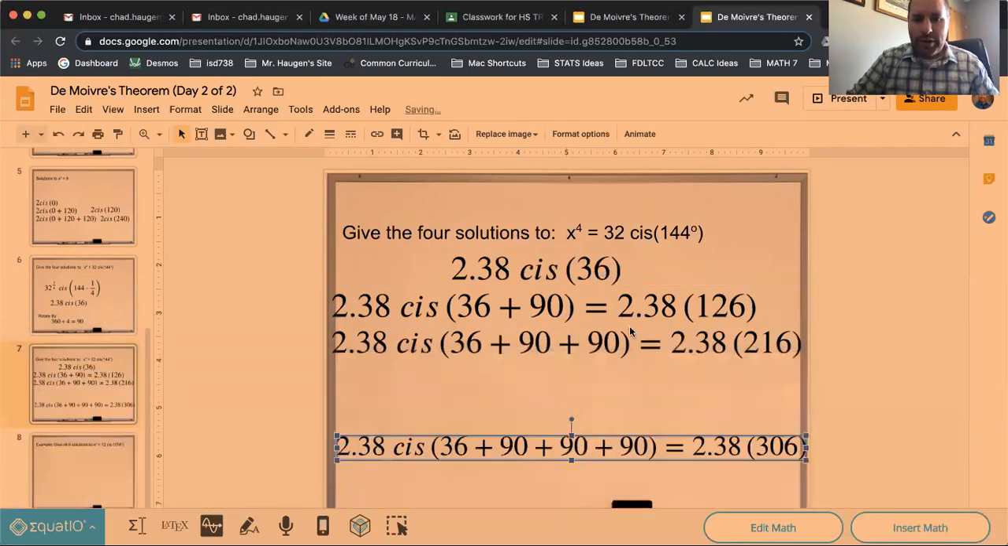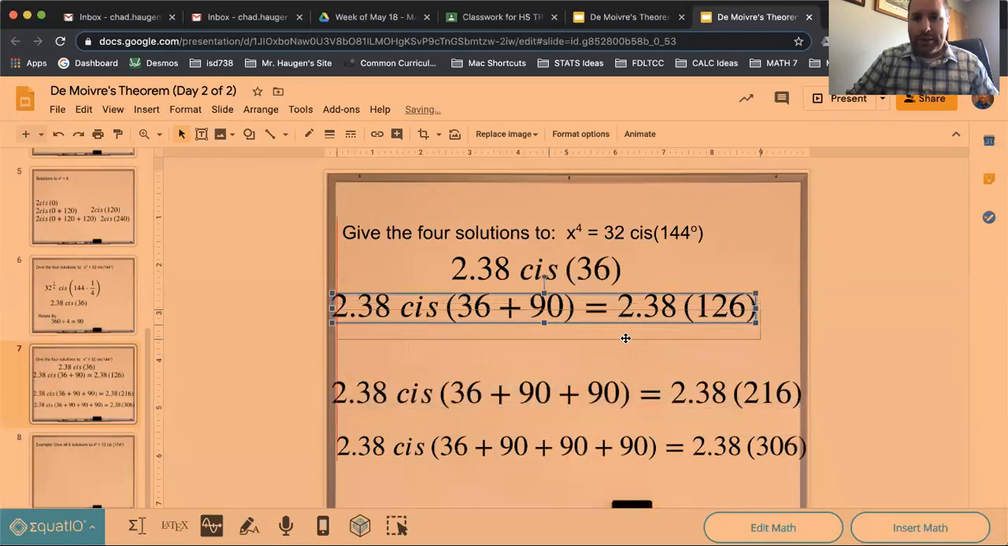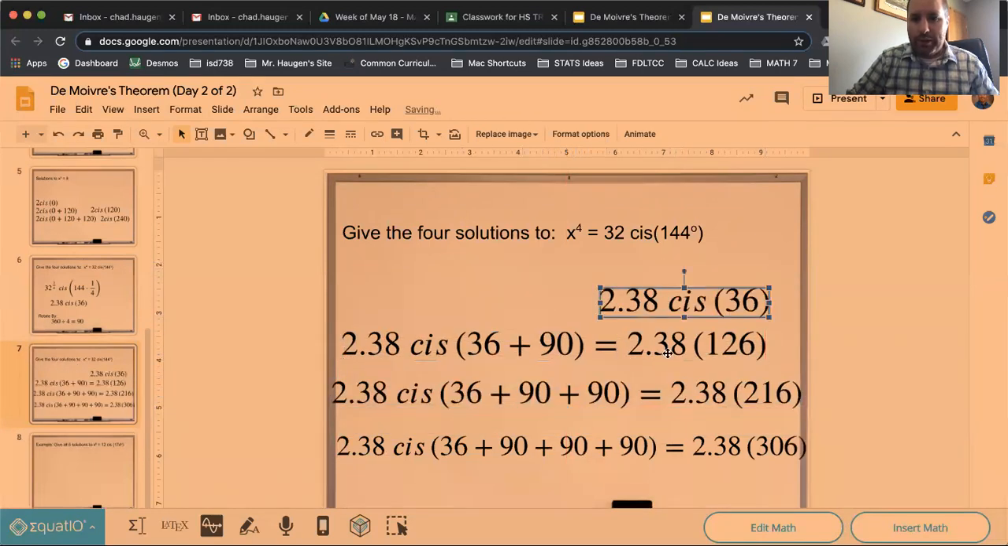So there are our 4 possible answers. 1, 2, 3, 4. There they are right there. Now in your homework, you don't have to show this. I'm just putting that there for emphasis in case you guys are wondering. Those are our 4 possible answers.